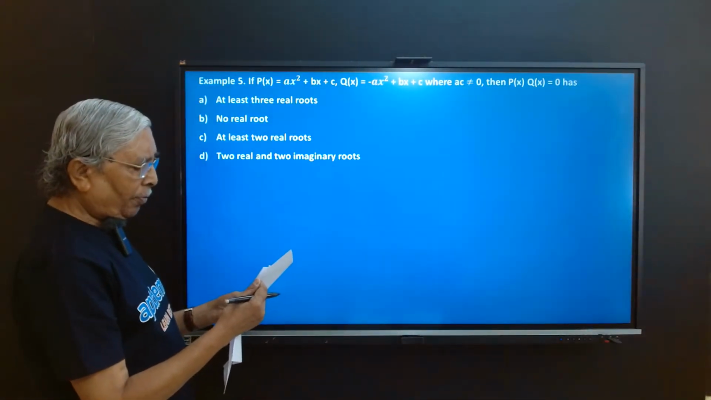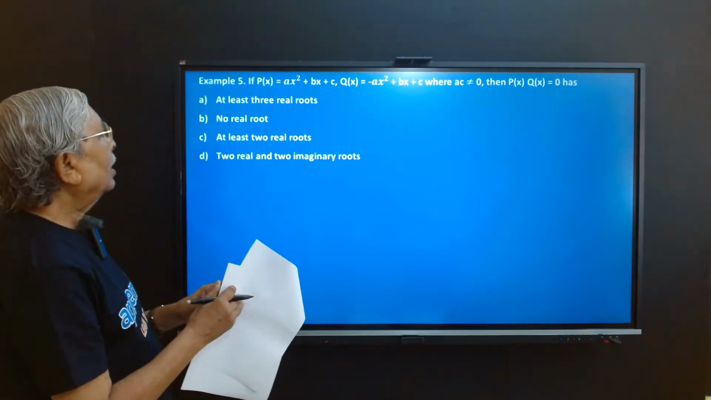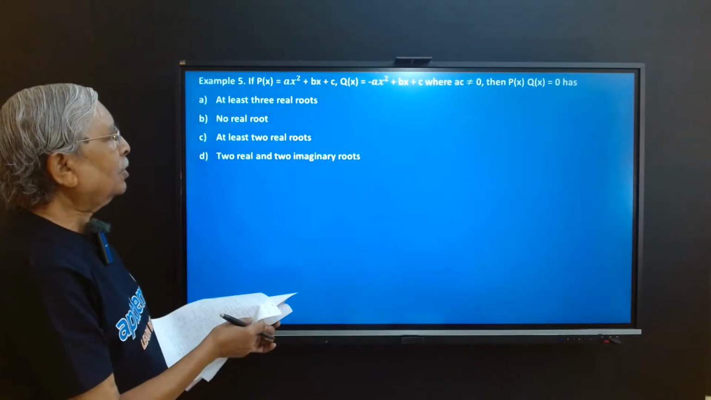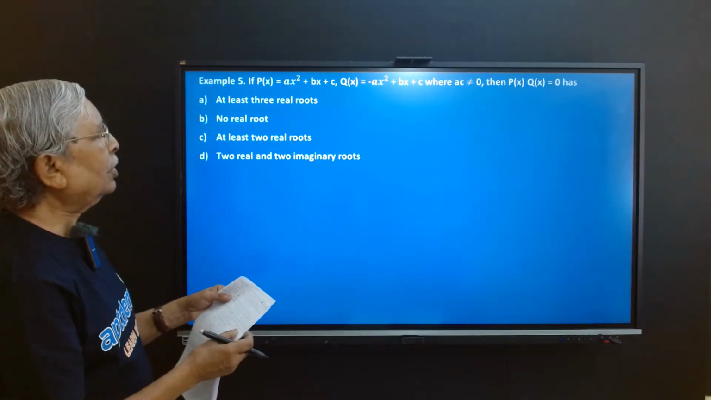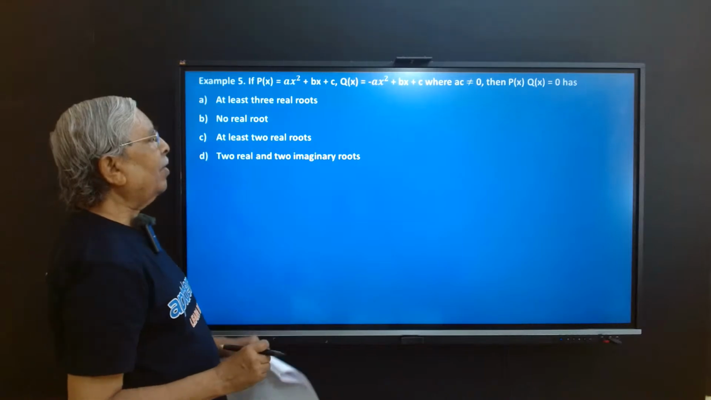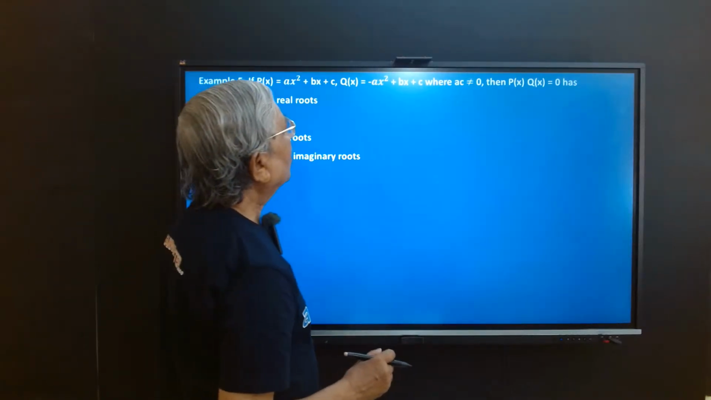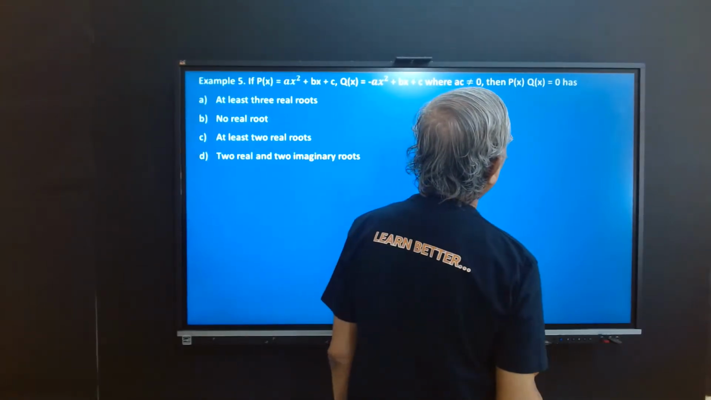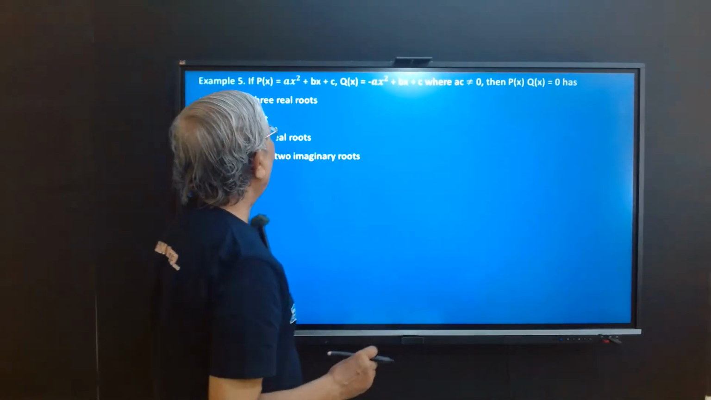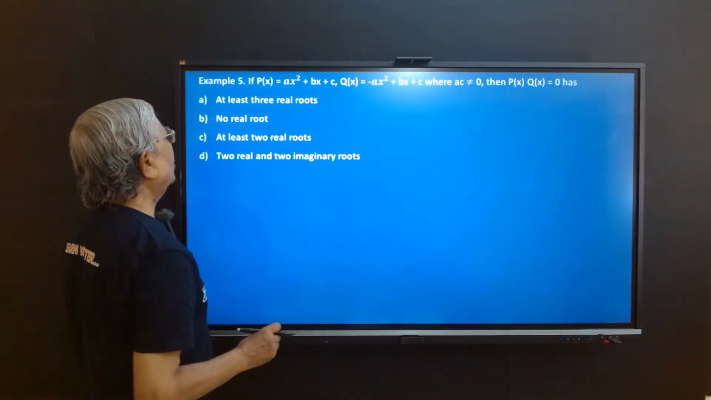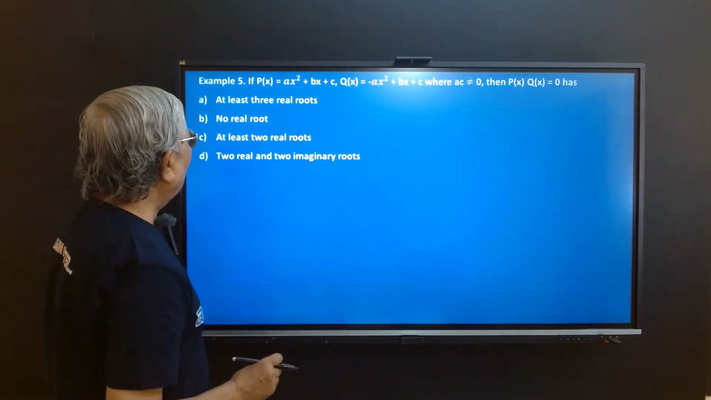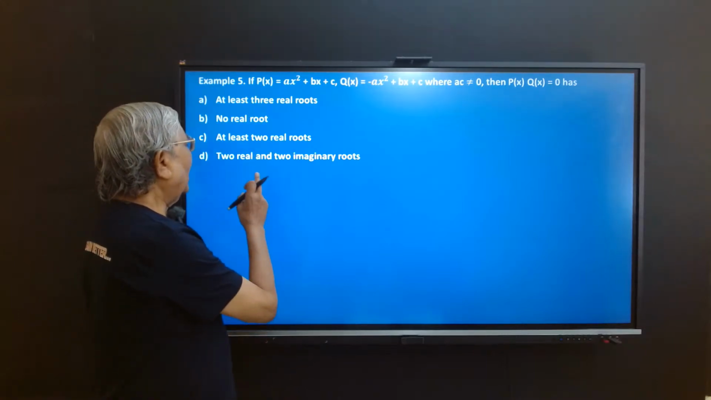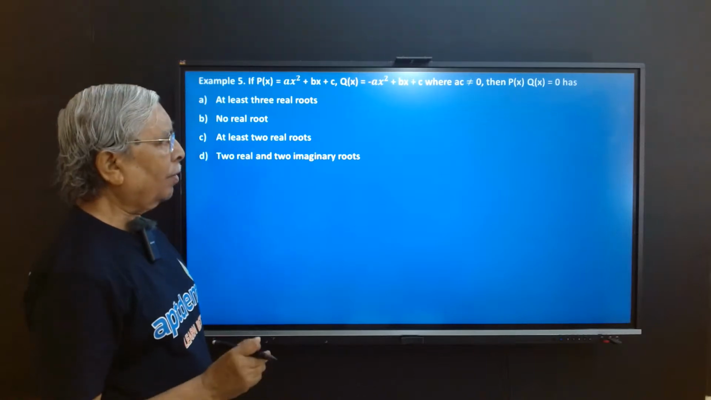Let us go to another problem. If px is equal to ax squared plus bx plus c and qx is equal to minus ax squared plus bx plus c, when ac not equal to 0, then the equation px into qx is equal to 0 has at least 3 real roots, no real root, at least 2 real roots, 2 real and 2 imaginary roots.